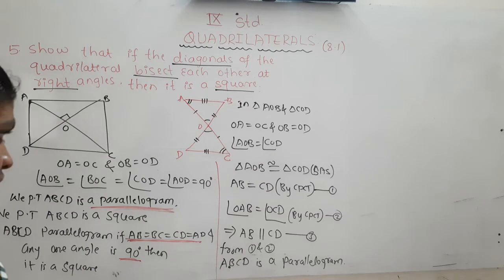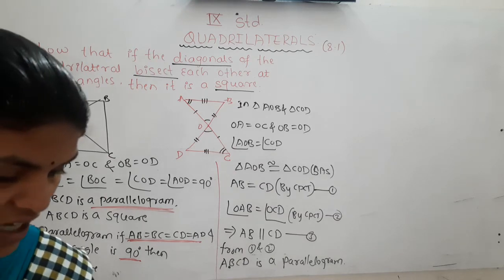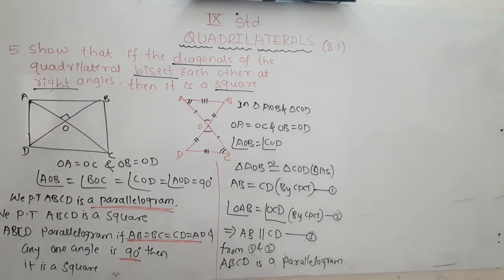One pair of opposite sides are parallel as well as what? Equal. Then we can conclude your ABCD is a quadrilateral. Yes. Next we will take now.